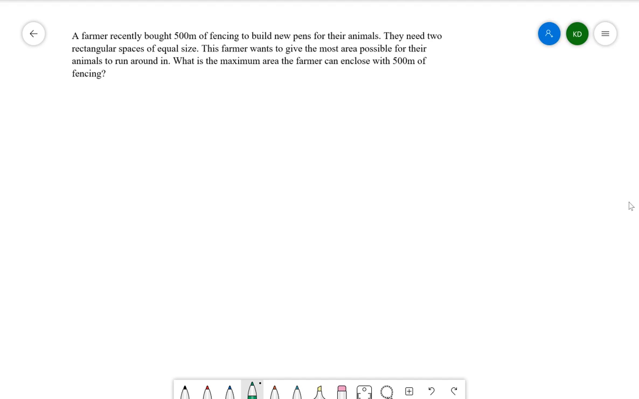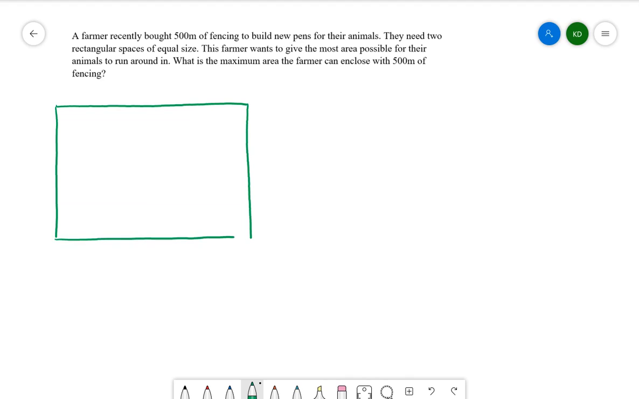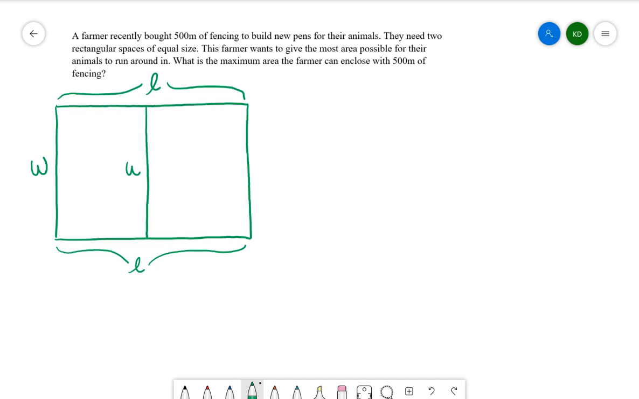All right, again, I like to always start with pictures. So what I'm going to draw here is a rectangle, and I'm going to break that rectangle into 2 equal pieces. When I think of rectangles, I think length and width. So I'm going to label the length, which means that this side is also the length. The width would be here, which means that this would also have the same dimension, and that would also have the same dimension.